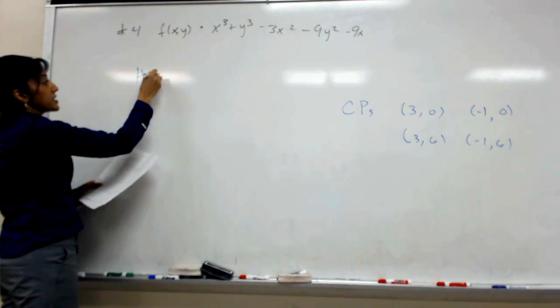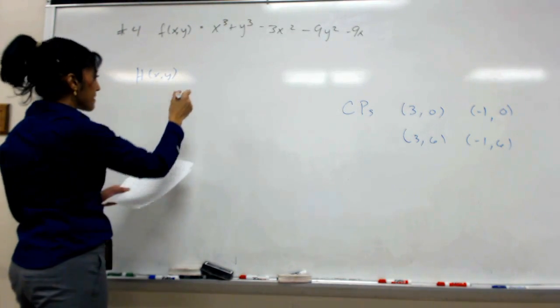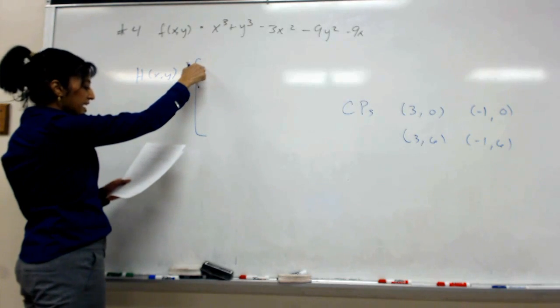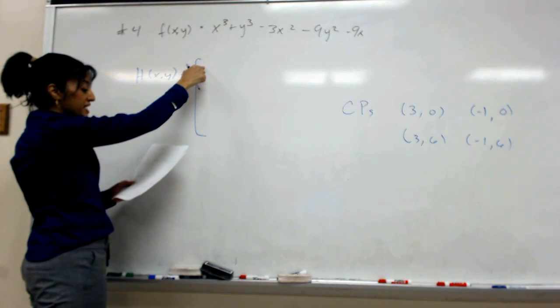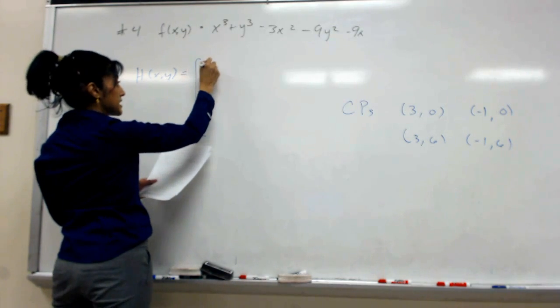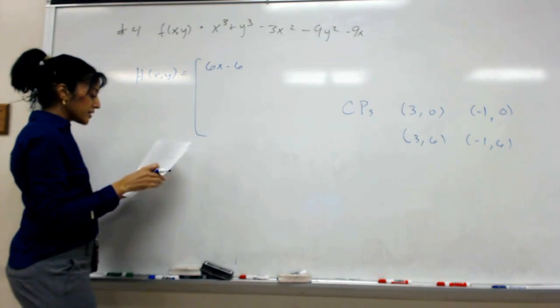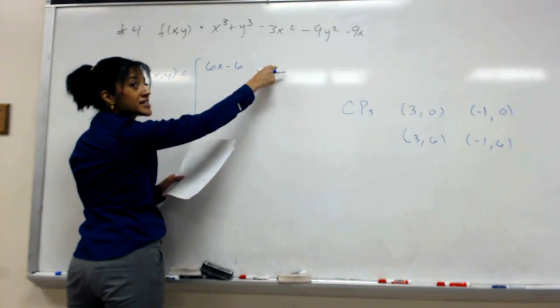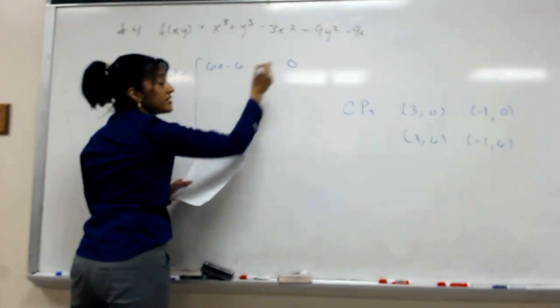So the Hessian matrix. I erased my first derivatives. Here goes fxx. So you take the first derivative. If you have it on your page, it's 3x squared minus 6x minus 9. So you get 6x minus 6 over here. This fxy goes over here. There were no y's in the first derivative, so you get nothing.